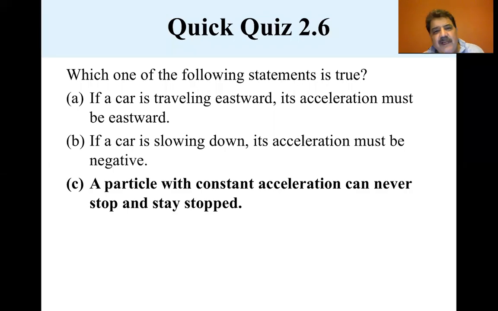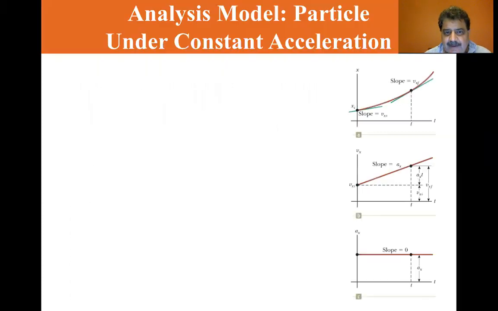Okay, we are at section 2.7, analysis model. Now, we've had analysis model in the past, but that was for constant velocity. Now we're doing it for constant acceleration. Let's go to the next slide.